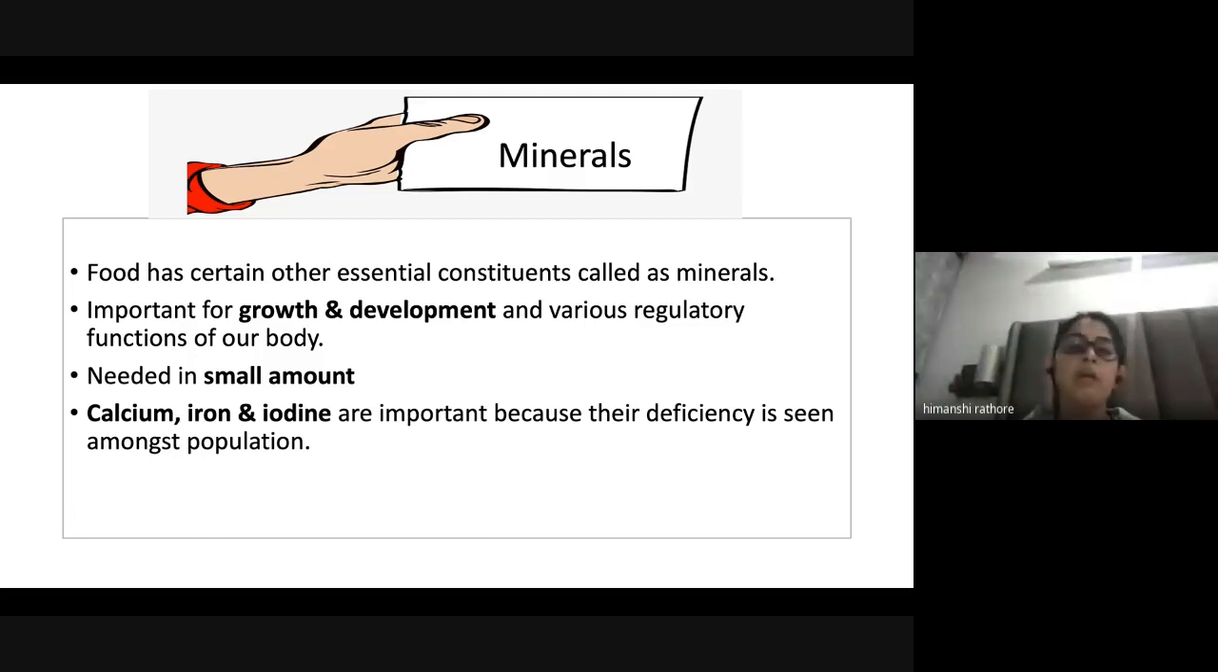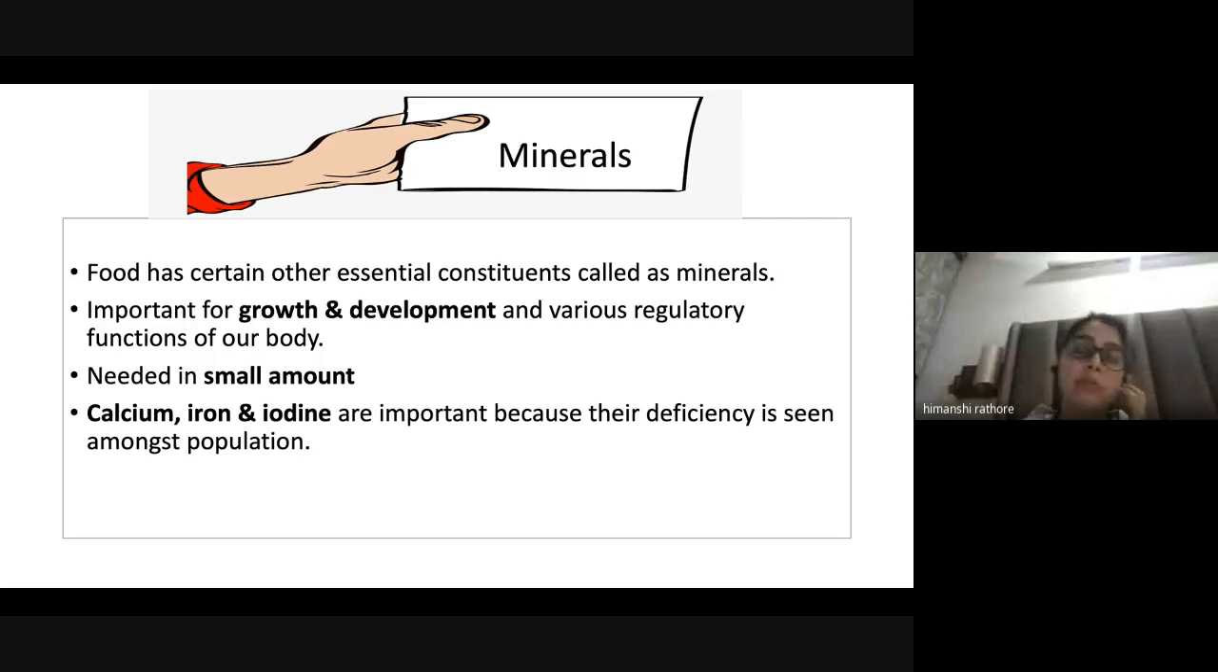Why are minerals important? Every nutrient, first of all, is required for growth and development. So this point is common to all the nutrients, that they are required for the proper growth and development of the body. Then specific functions. The common function is growth and development, and then you can write down the specific functions as discussed with you. Now minerals are required in small amount, and that is why they are micronutrients.